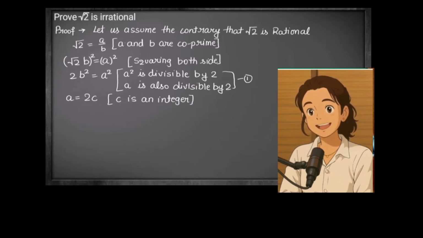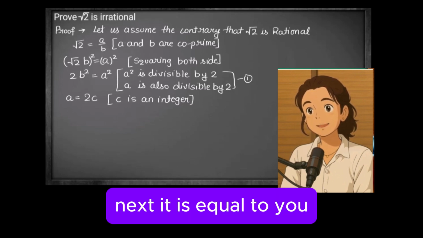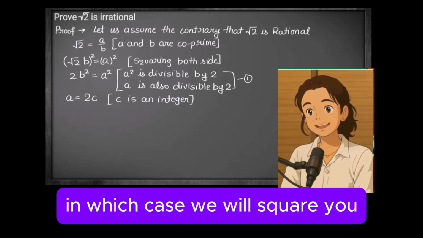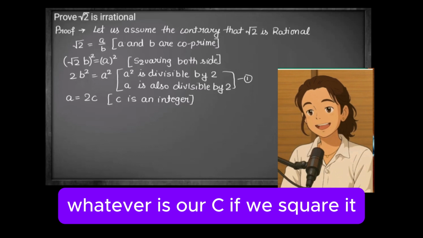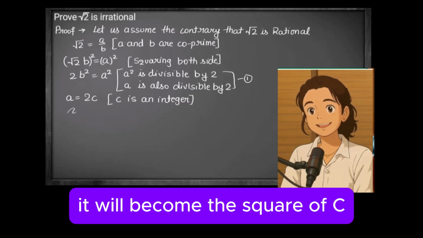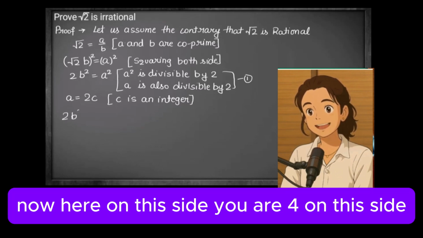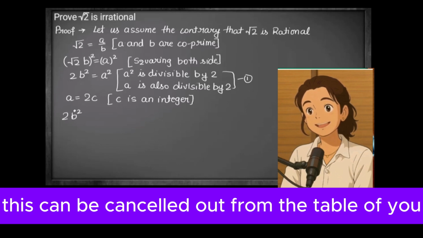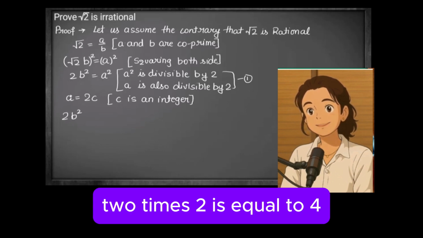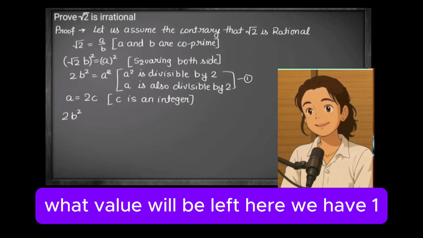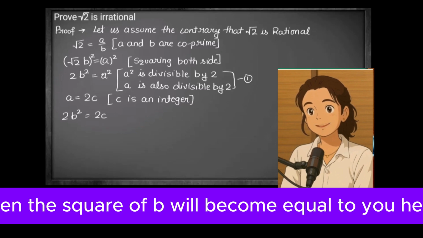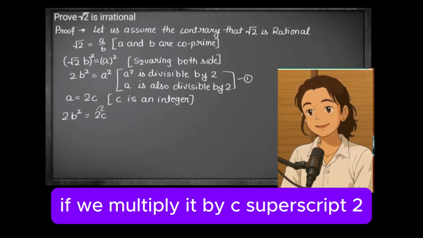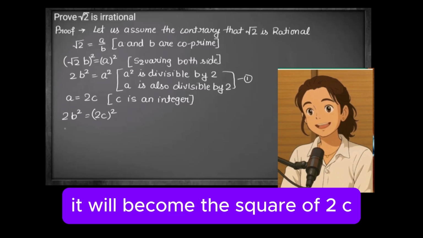Now, be careful. See here, if we solve this, we have 2 times the square of b, which is equal to (2c) squared. If we square 2, it will become 4. After that, whatever is our c, if we square it, it will become the square of c. Now, on this side, we have 2 and on this side 4. This can be cancelled out from the table of 2: 2 times 1 is equal to 2, 2 times 2 is equal to 4. What value will be left here? We have 1. If we multiply 1 by b superscript 2, then the square of b will become equal to 2 times the square of c.